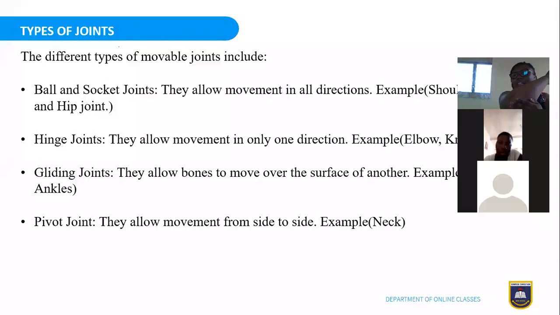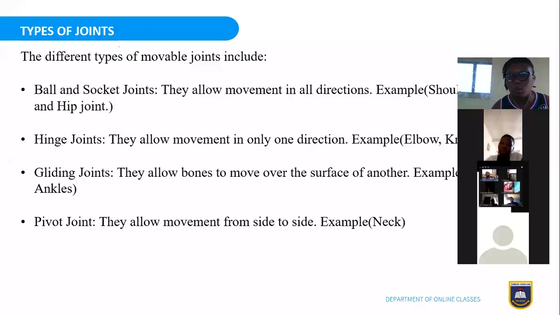That is why I can only move this way, like this. If I want to move like this, it means I have to turn the whole body and move like this. So you are saying that hinge joint allows movement in only one direction. So you can find hinge joints here. You can find hinge joints at your knee. You realize that you can only move the knee in one direction.